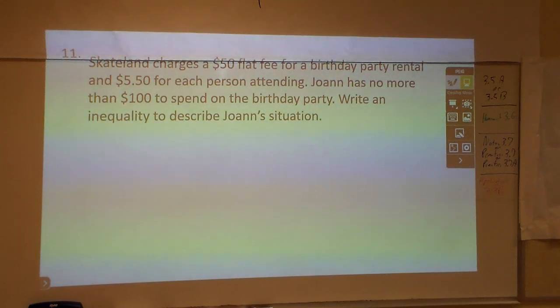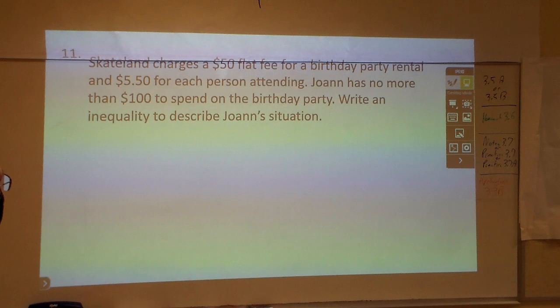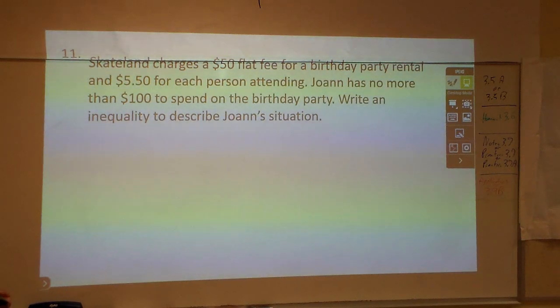Okay, Skateland charges a $50 flat fee for birthday party rental and $5.50 for each person attending. Joanne has no more than $100 to spend at the birthday party. Write an inequality to describe Joanne's situation.